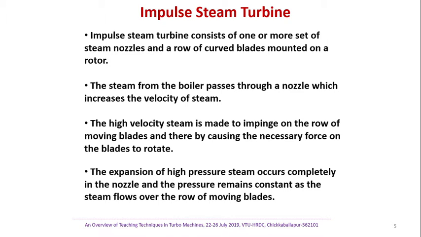Now the working of the impulse steam turbine, you just go through this. An impulse steam turbine consists of one or more sets of steam nozzles and a row of curved blades mounted on a rotor. The steam from the boiler passes through a nozzle which increases the velocity of steam. The high velocity steam is made to impinge on the row of moving blades, thereby causing the necessary force on the blades to rotate. The expansion of high pressure steam occurs completely in the nozzle and pressure remains constant as the steam flows over the row of moving blades. So these are the functions of the steam turbine.